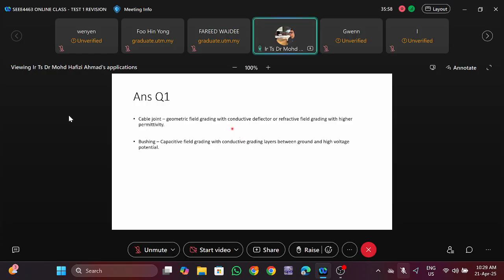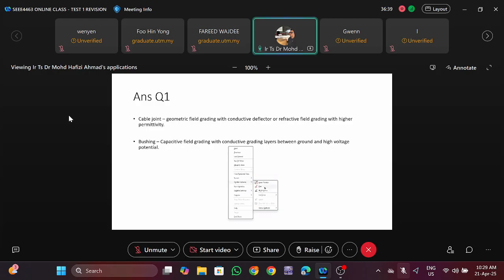This kind of capacitive layer is called capacitive field grading, and the voltage will be distributed over every layer. The higher potential will be distributed away from the point that has higher permittivity, so the electric field is not stressed at one position only. So you mention here capacitive field grading with some capacitive layers.